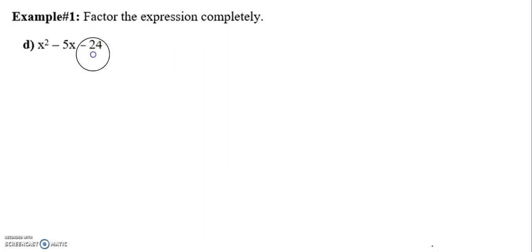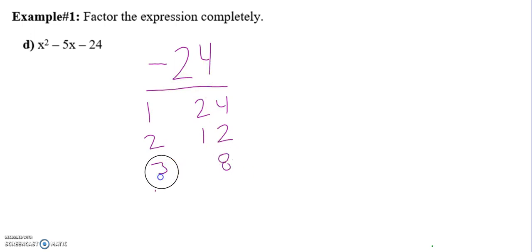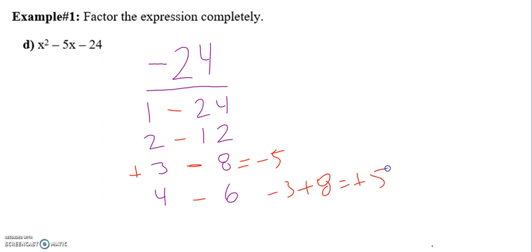So again, look at the third term. I'm going to write down the negative 24. Now factors of 24: 1 times 24, 2 times 12, 3 times 8, 4 times 6. 5 doesn't work, 6 is already there, so I'm good. I'm subtracting, and I want to get negative 5. So you could just do this in your head. But now I can see that this would be a positive 3 minus 8 gets negative 5. If I switched it and did something like negative 3 plus 8, that would get positive 5, and I want a negative 5. So you really have to pay attention to those.